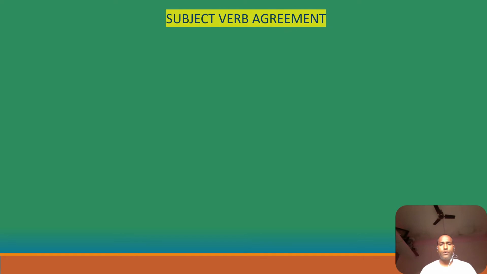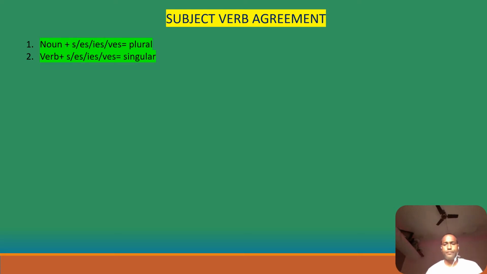Today, we are going to learn about subject-verb agreement. That means whether we have to use a singular verb or a plural verb with the subject. At first, we have to be sure of two things.